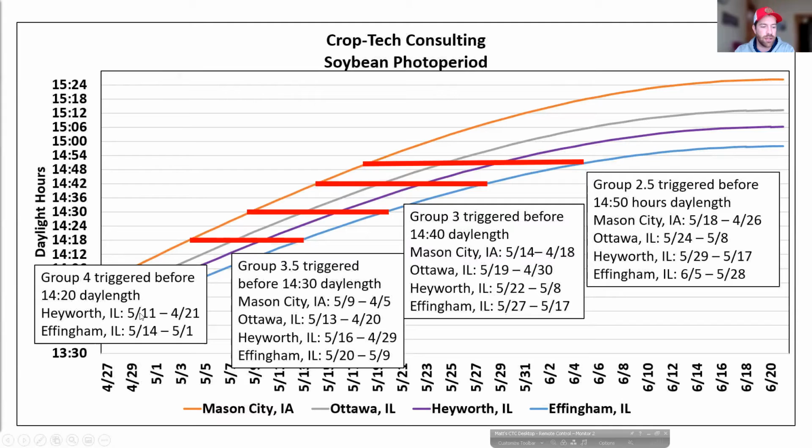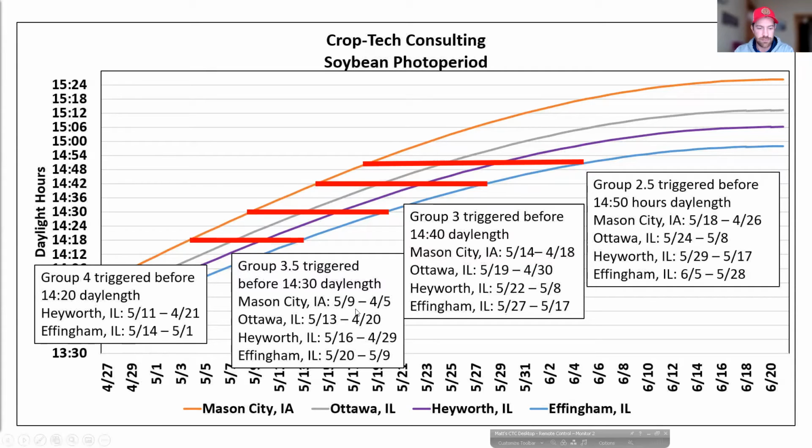These two dates on here now, we're looking at when is the trigger date. So for a group 4 that's triggered before 15 hours and 20 minutes of day length, at Hayworth, that trigger date is May 11th. But to get the 200 growing degree units with average temperatures at that location, we would have to plant a group 4 bean by April 21st. Effingham, the trigger date's a little bit later because of the latitude, and it's accumulating heat quicker because it's further south. So a group 4 bean would have to be planted by May 1st in order to flower before the solstice.